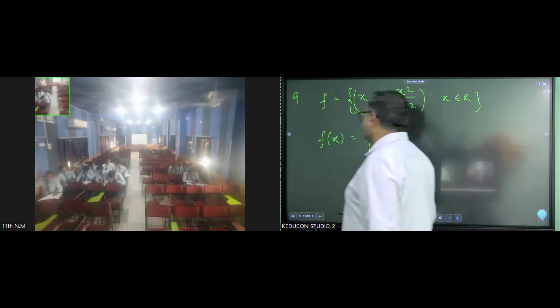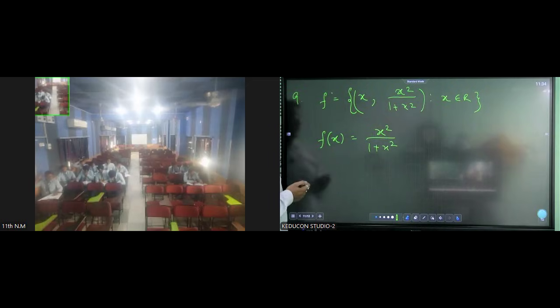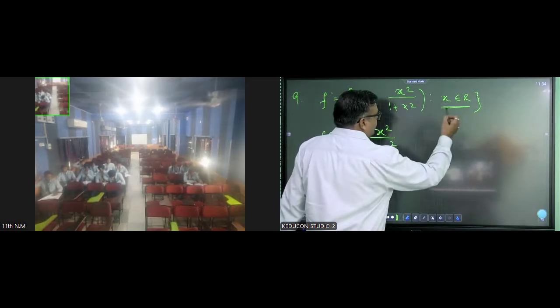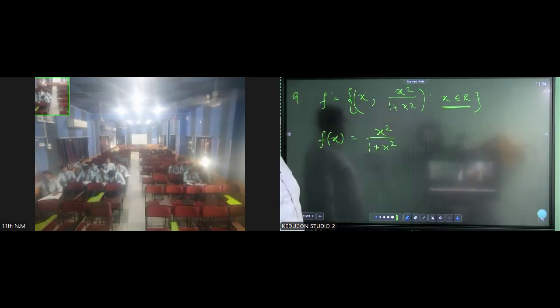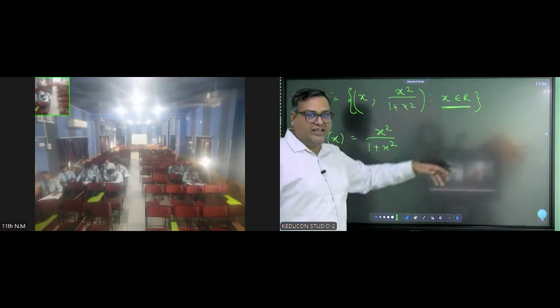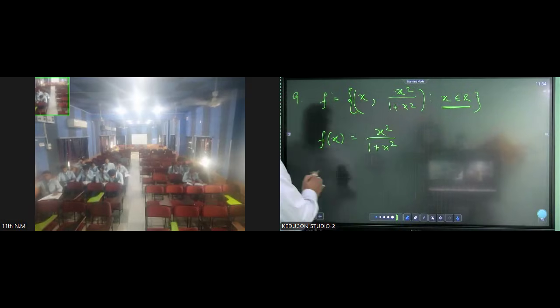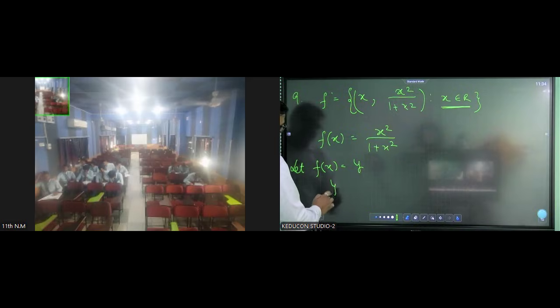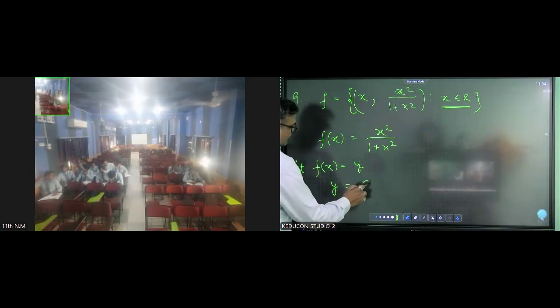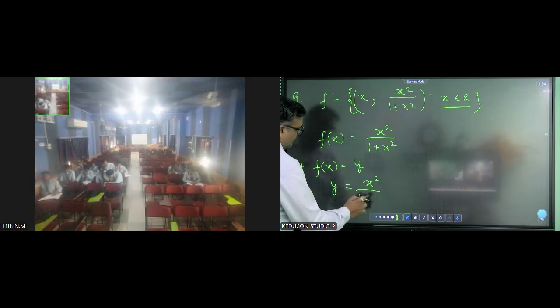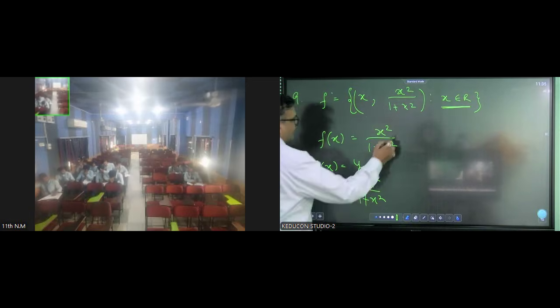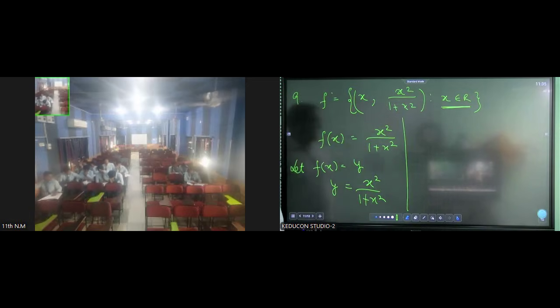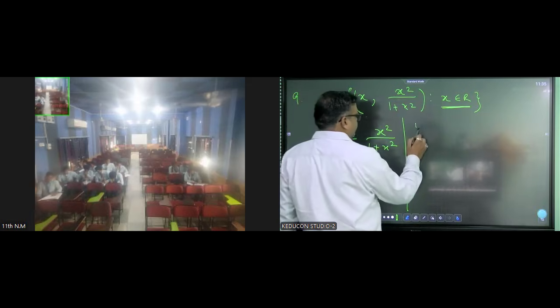How to find out the range? First of all, you have to find domain, but domain is here given. x belongs to real numbers. So domain is all real numbers. Now what is the way to find out range? Let f(x) is equal to y. So what we have? y is equal to x square over 1 plus x square. Now make it in a function of y. So cross multiplying.